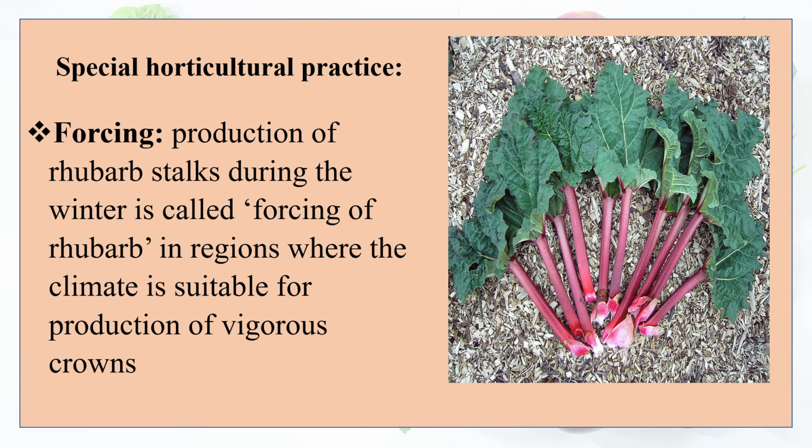Okay. So the crowns are placed on the floor of forcing structures, close together, and covered with 5 to 7 centimeters. Okay, this is the complete process. And when we have to collect this, after it reaches 45 centimeters, we can harvest it, we can pack, and we can send to the markets. Okay, this is all about the forcing process, which is very important in rhubarb.